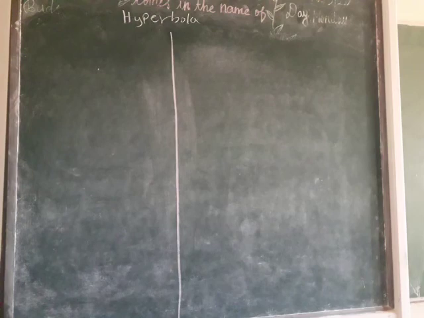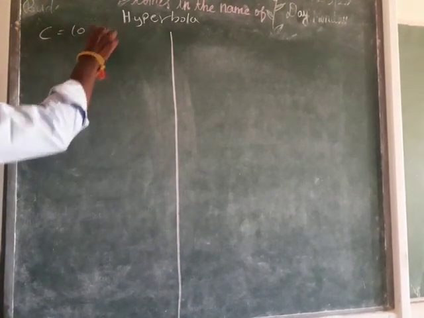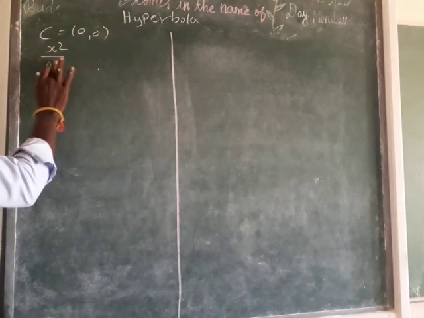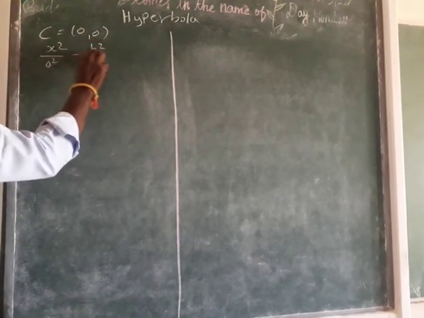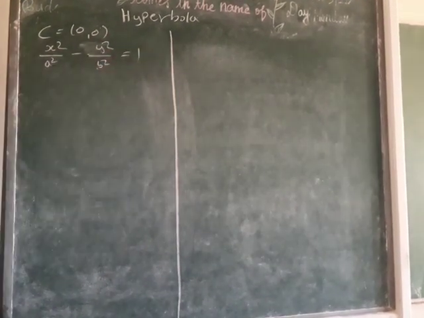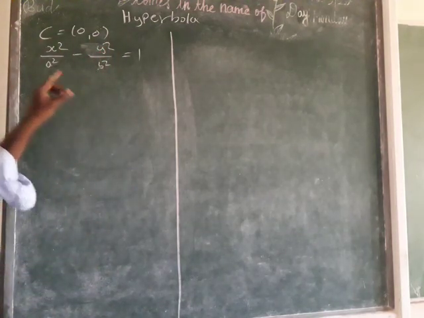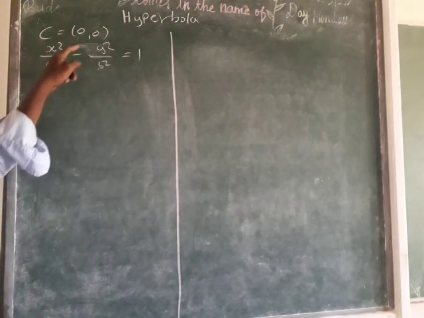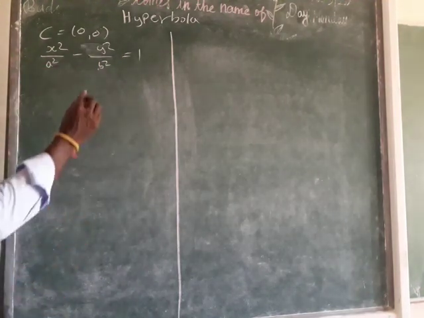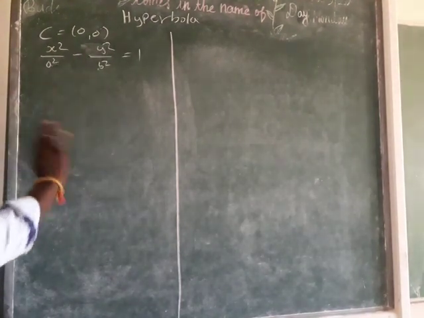The center is 0, 0. When the center is 0, 0, the equation of the hyperbola is x squared by a squared minus y squared by b squared equal to 1. This is the standard form of the equation of the hyperbola when the center is 0, 0. So how the diagram may be when the center is 0, 0, I will explain all the points.